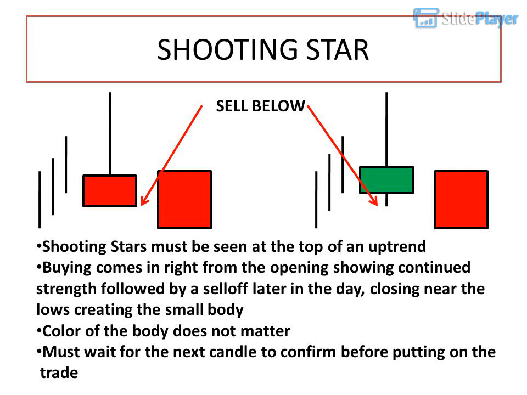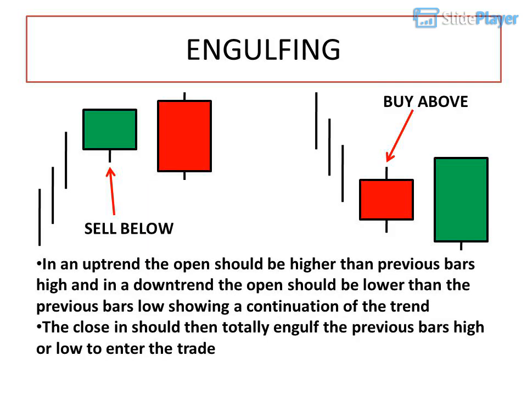Confirmations must be below the low of the shooting star's range. Engulfing. Buy above, sell below. In an uptrend, the open should be higher than the previous bar's high, and in a downtrend the open should be lower than the previous bar's low, showing a continuation of the trend. The close should then totally engulf the previous bar's high or low to enter the trade.